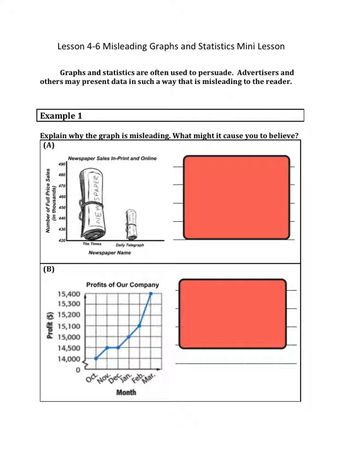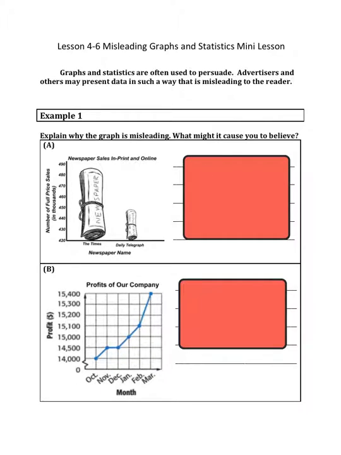It says, explain why the graph is misleading. And also I want you to explain what might it cause you to believe, because I think that part helps you to understand what is misleading about the graph. So let's take a look at this first graph. It's kind of a bar graph. There's pictures of newspapers. Let's read the headings. Newspaper sales in print and online for the Times newspaper and the Daily Telegraph newspaper, okay?